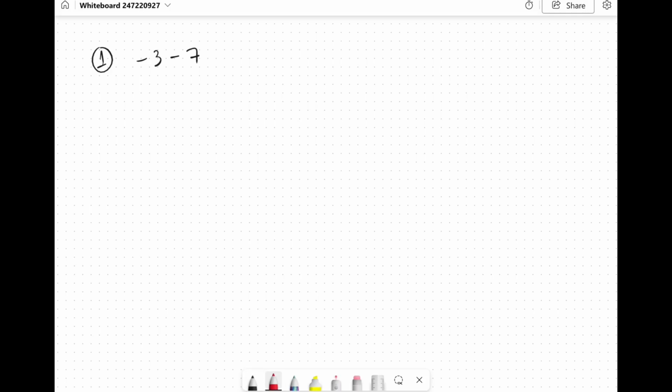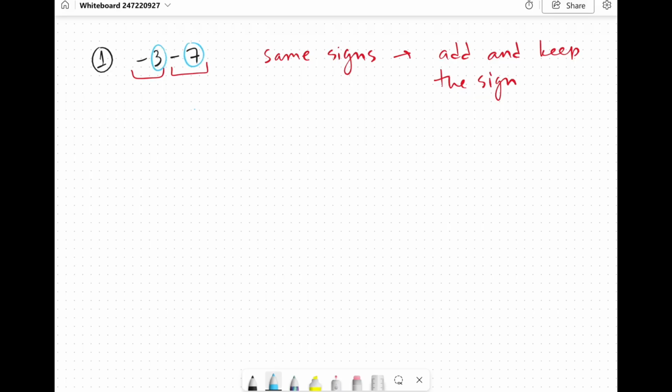So think of these as two numbers, both of them with the negative sign. When you are adding or subtracting, if the numbers have same signs, you will add and keep the sign. What this means is you will add the 3 and the 7, that's a 10, and then you're going to keep the sign because the two original numbers were both negatives. You're going to keep the negative sign, so the answer is negative 10.